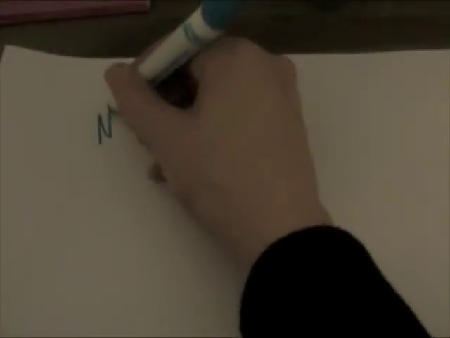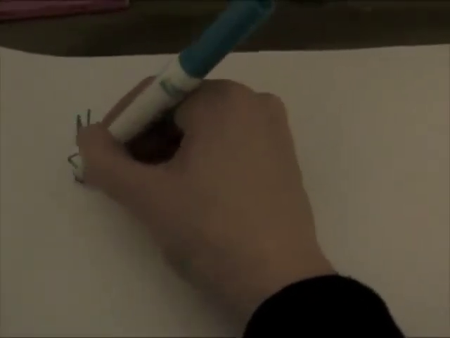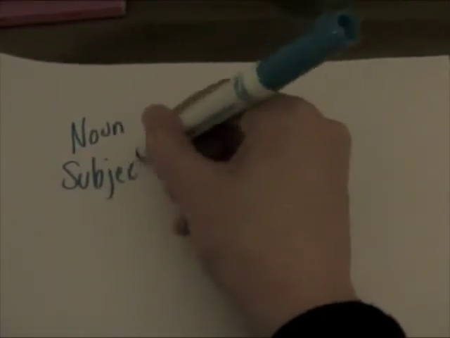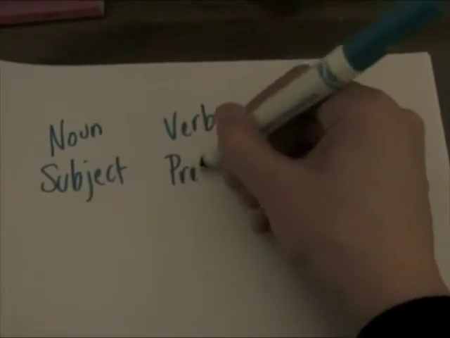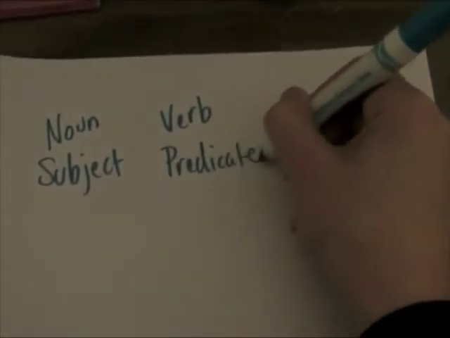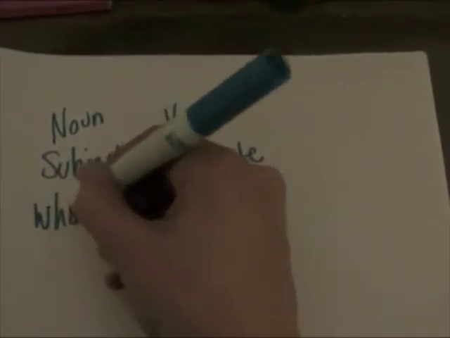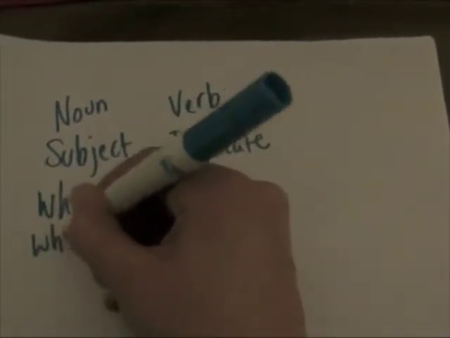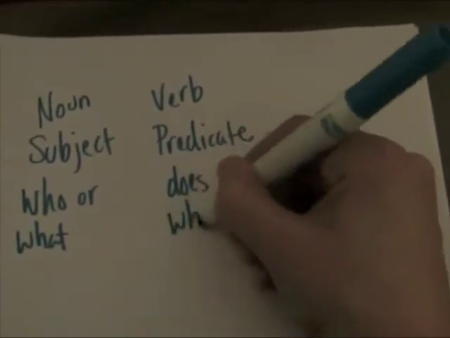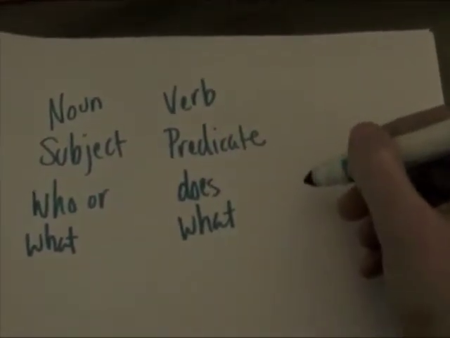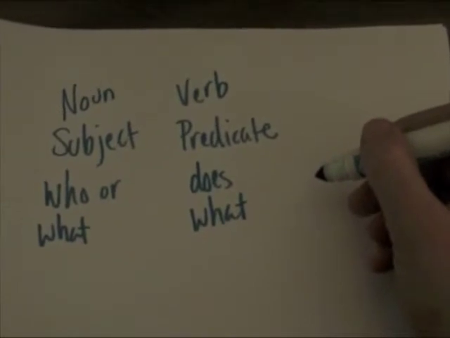When we start looking at sentence structures, nouns are often the subject of the sentence. Verbs are often the predicate. Subject and predicate together make a complete sentence. So the subject would be the who or the what, and the predicate would be the does what. Who or what does what.